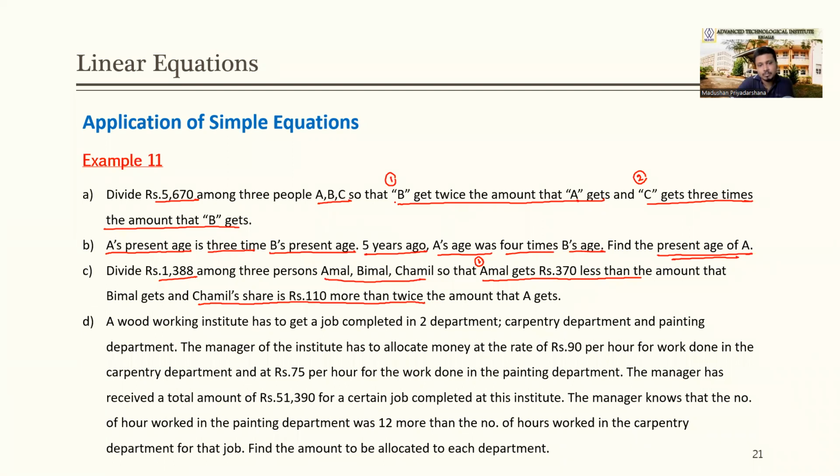Chamil's share is 110 rupees more than twice the amount that A gets, right? If A gets 100 rupees, what should be the amount received by Chamil here? As per this condition, the second condition they have put on.